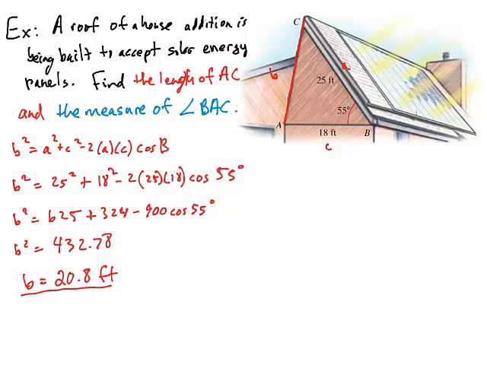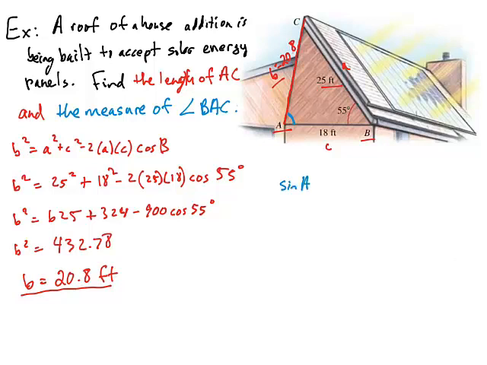And then the second question asks us to find the measure of angle BAC. So that is this angle down here. Now, it may be tempting to try to use SOHCAHTOA here, but we cannot use SOHCAHTOA unless we have a right angle in the triangle. I know that we found the length of side B, so I can label that in the triangle. That's 20.8 feet. So I have angle B and side B, and then I'm looking for angle A, but I know side A. So we can use the law of sines here.